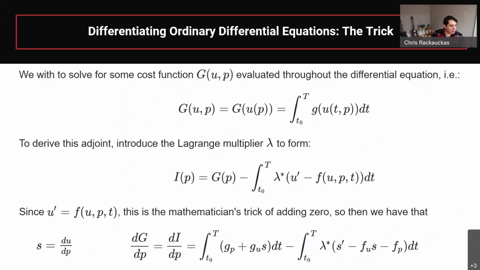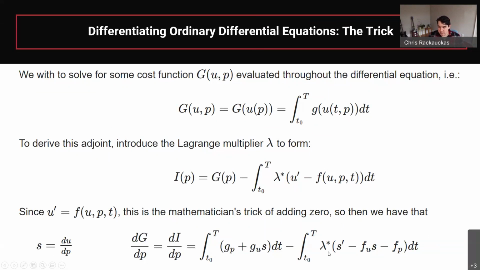It turns out that every adjoint derivation has kind of the same trick. The trick is that you introduce a Lagrange multiplier here and you subtract off 0, right? So why is this 0? u prime equals f of u, p, t. This is the definition of the ODE. And so this is 0 right here, right? So we had 0. We take the derivative with respect to p. And so this is, by the chain rule, you get this whole thing here.